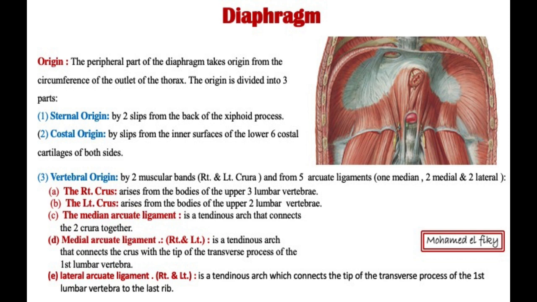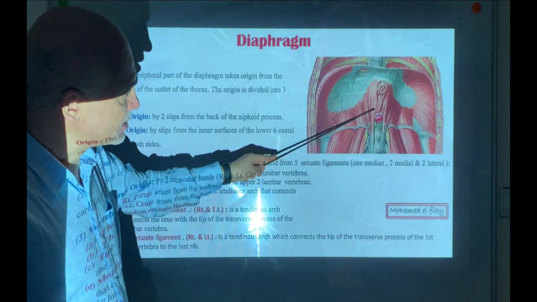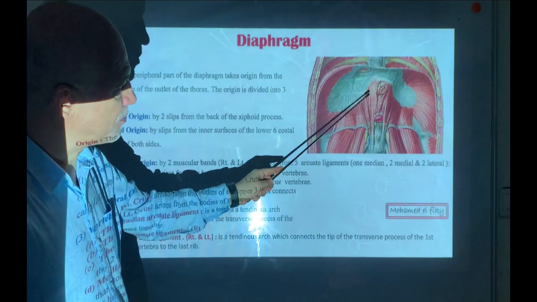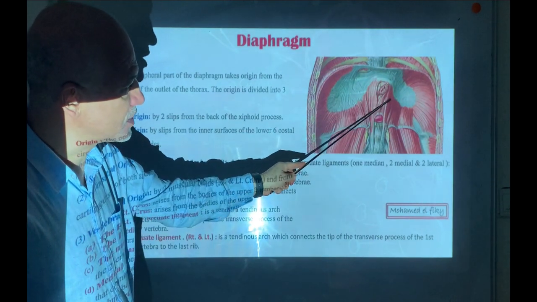The right crus arises from the bodies of the upper three lumbar vertebrae, lumbar 1, lumbar 2, and lumbar 3. The left crus arises from the bodies of the upper two lumbar vertebrae. This is the right crus of the diaphragm, and this is the left crus of the diaphragm.